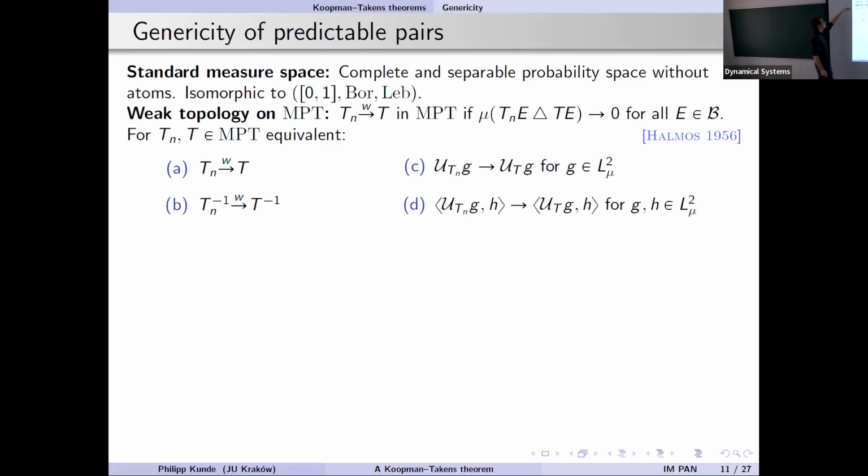For that I have to describe a topology on our collection of transformations. In Takens' theorem, he worked on the C2 diffeomorphisms and used the C1 topology, and here we are talking about measure-preserving transformations. So I first have to describe the topology on the measure-preserving transformations that I'm working with. Regarding the phase space, we consider a complete and separable probability space without atoms, so isomorphic to the unit interval with the Borel sigma algebra and the Lebesgue measure.